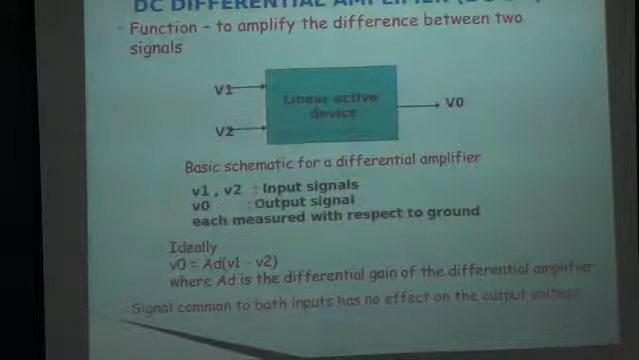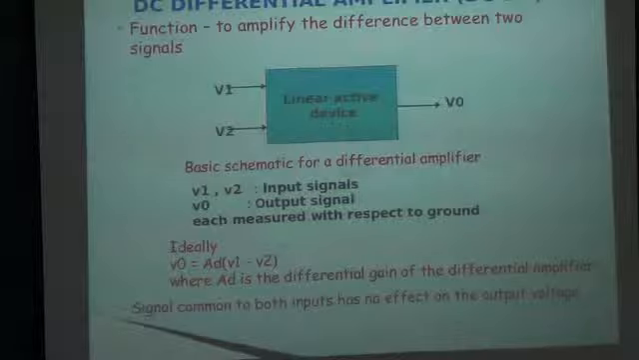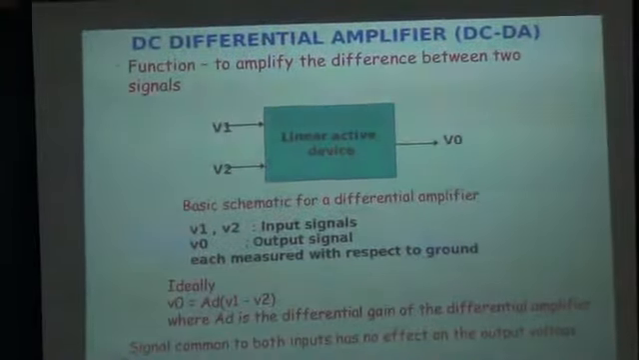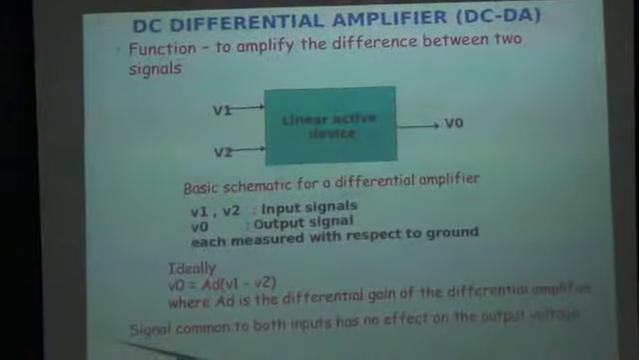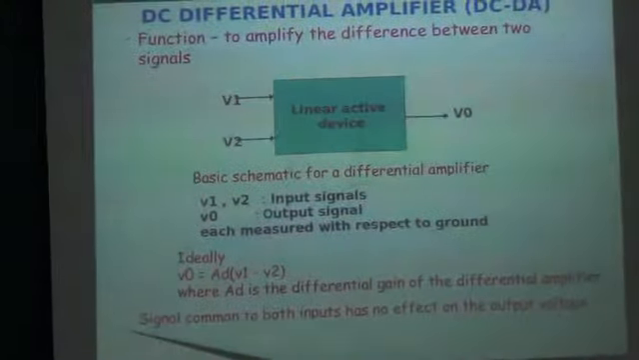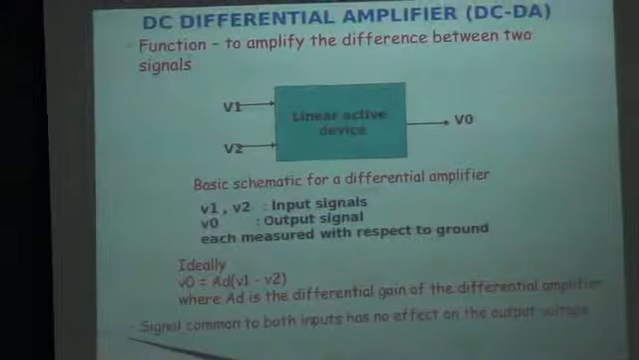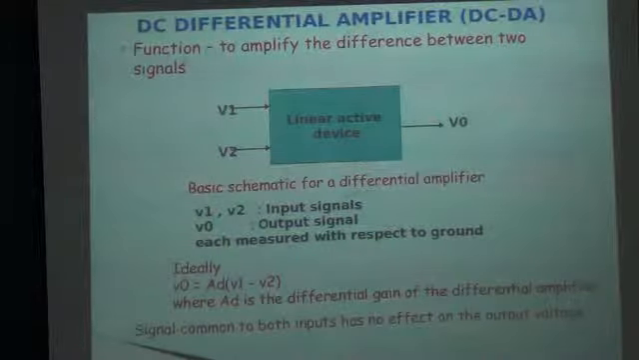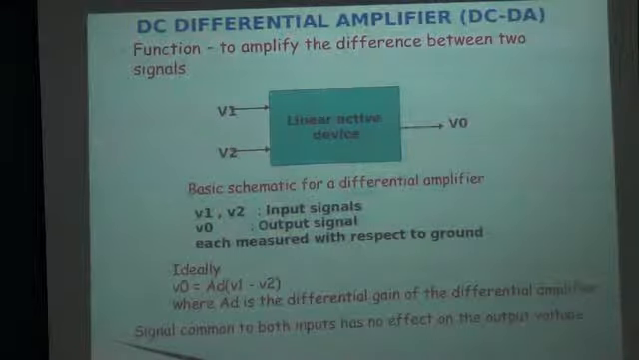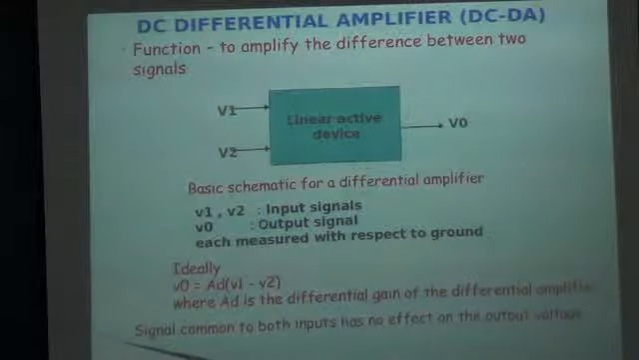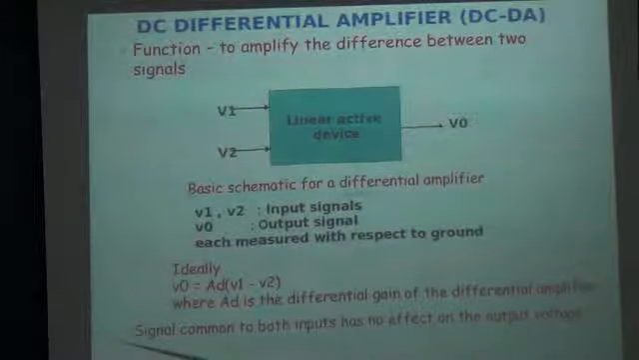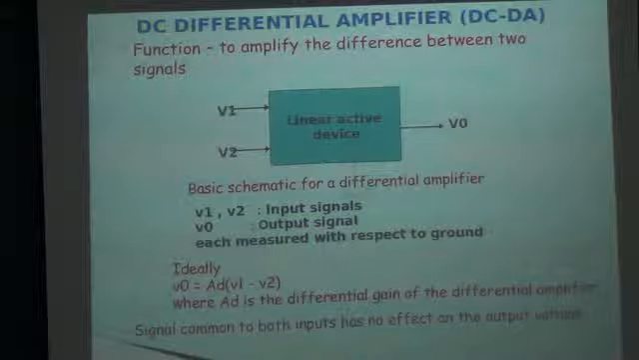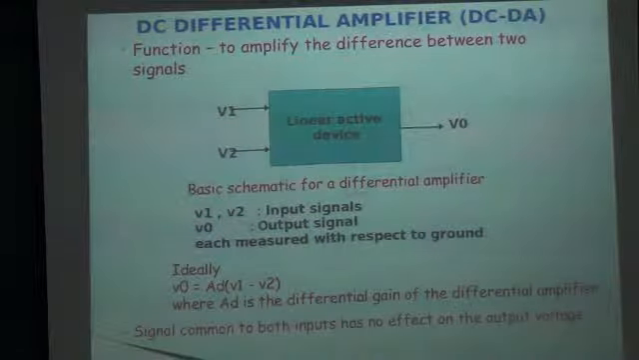The other device is the DC differential amplifier. As the name suggests, most of you will be of electronics background. Its function is to amplify the difference between the two signals. This is simply a block diagram. We have two inputs V1 and V2. The output is VO. So we can simply call a DC differential amplifier a three-terminal device, two inputs and one output, and V output can be written as AD (V1 minus V2). AD is called the differential gain.